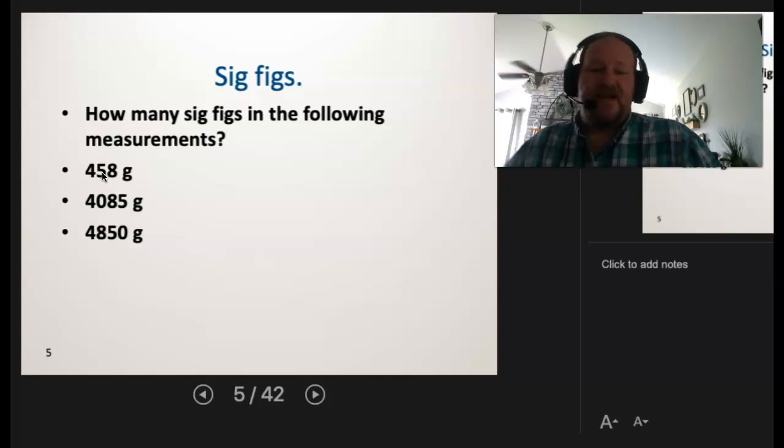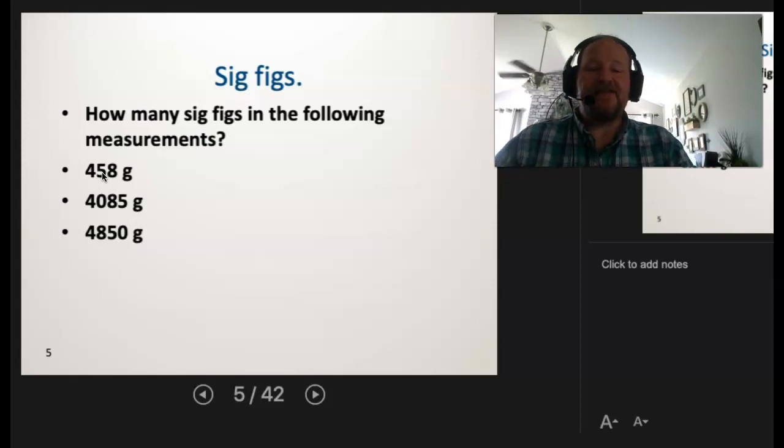How about 4,850? Well, now that zero being on the end changes things, doesn't it? Because now that zero is holding a place. And since it's holding a place, it's not significant. This value then has three significant figures, the 4, the 8, and the 5.